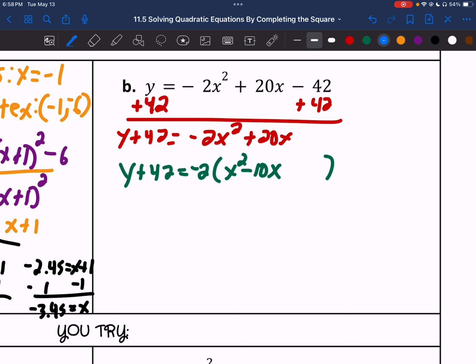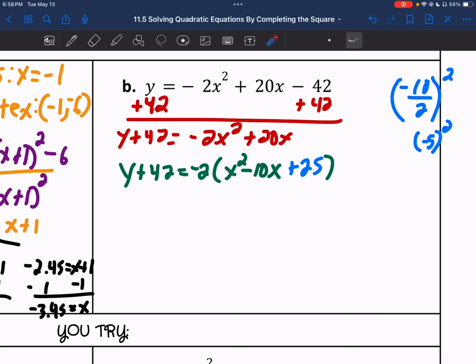Okay, so we've got x squared minus 10x. So now I need to complete the square with minus 10. So negative 10 over 2 squared. Negative 10 over 2 is negative 5 squared. So we're adding 25 there. But what do we add on the other side? Think about it. This still applies to that 25. So what are we going to add on the right side? We're going to add negative 50 because 25 times negative 2 is negative 50.